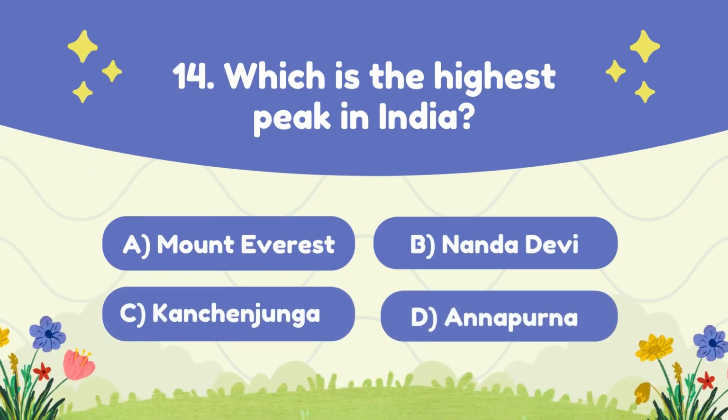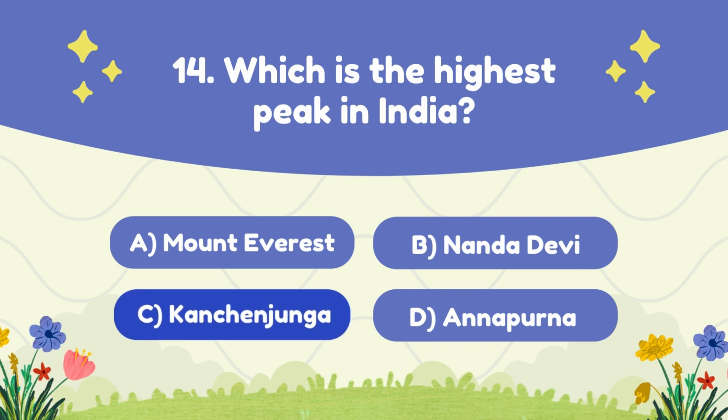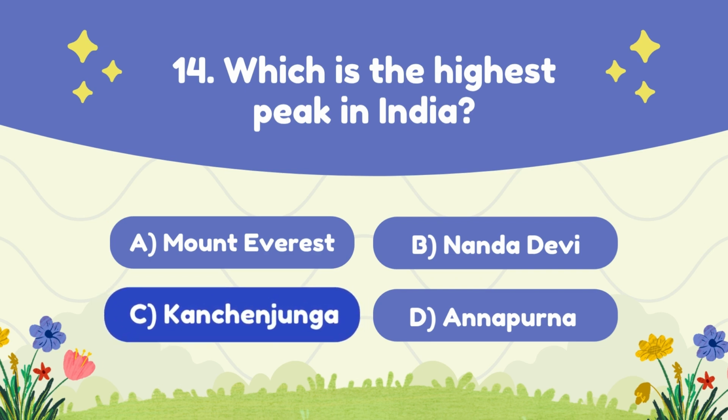Which is the highest peak in India? A. Mount Everest. B. Nanda Devi. C. Kanchenjunga. D. Annapurna. The answer is Kanchenjunga. Located in Sikkim, it's 8,586 meters tall.